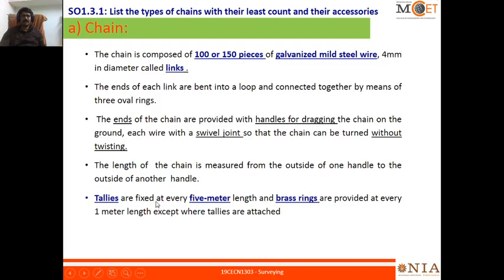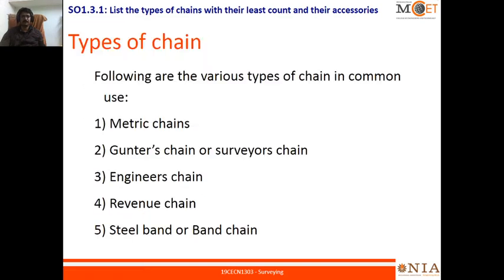So tallies are fixed at every 5 meter, and brass rings are provided at every 1 meter length, except where the tallies are. At the 5th meter there won't be any ring, since there will be a tally. So these are the main things you have to remember while using the chain.